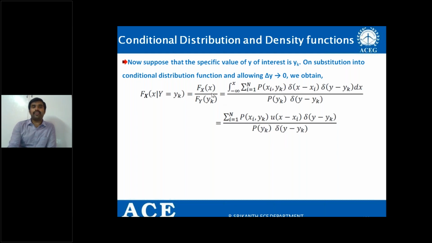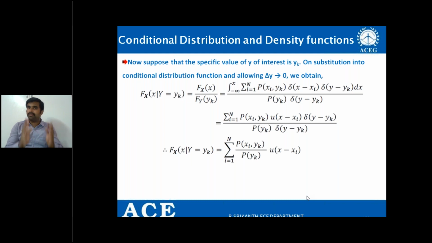My intention is to get fx of x. Therefore, I am just eliminating the y variable, so I am taking the limits for dy from minus infinity to x. Am I clear? Therefore, finally, I can rewrite like this. Here, del of y minus yk is independent of i, so it is coming out of the summation. These two get cancelled. As a result, I can write the general expression for the conditional distribution function. You need to remember this formula.